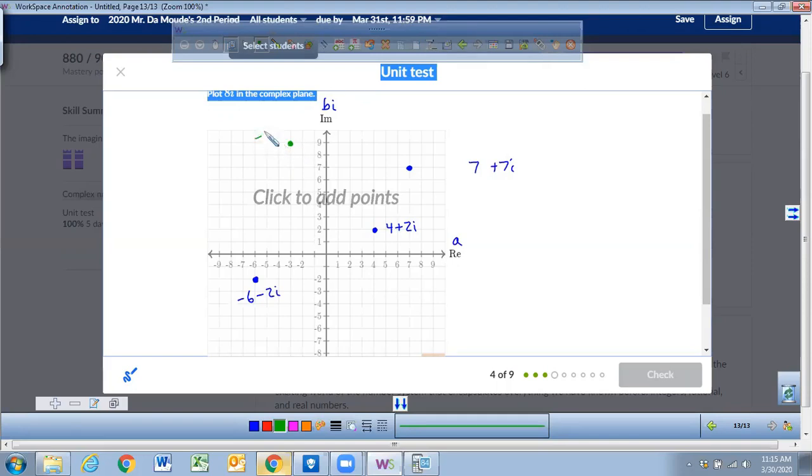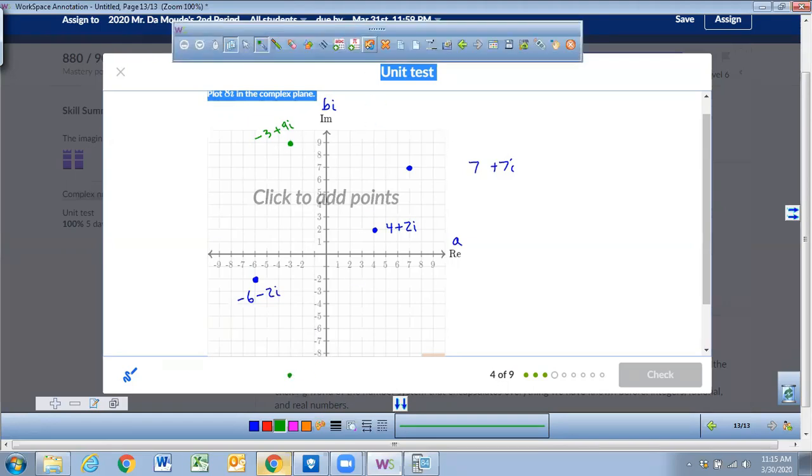Close. -3, but we're going to put plus 9i because we're up here and this is positive. Does that make sense? Yeah. All right. So -3 minus 9i, we would have to go way down, right about there. I'm guessing right about there.